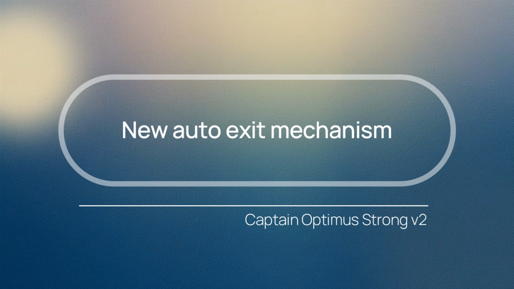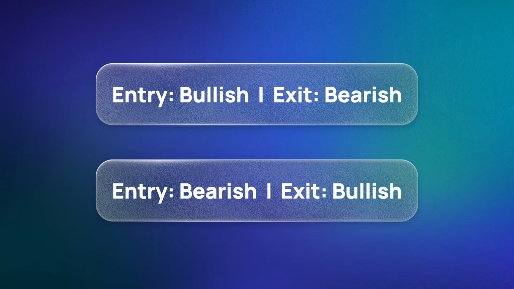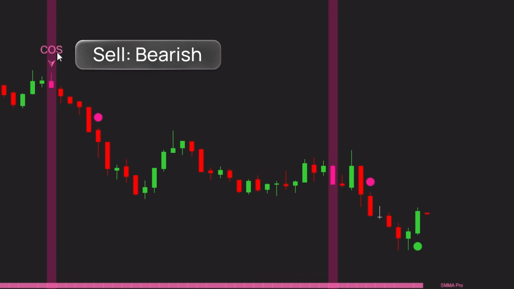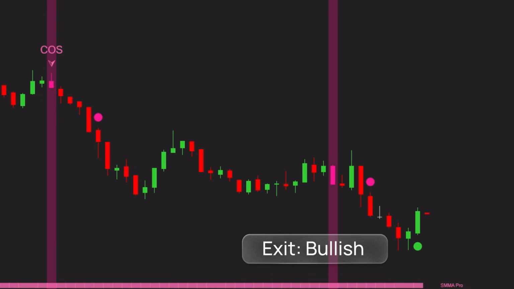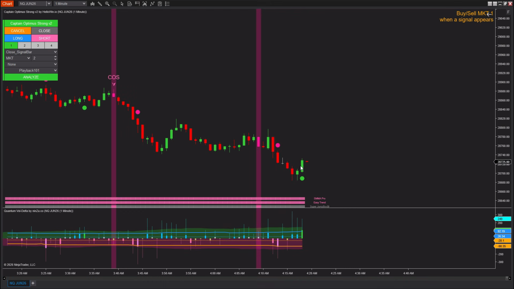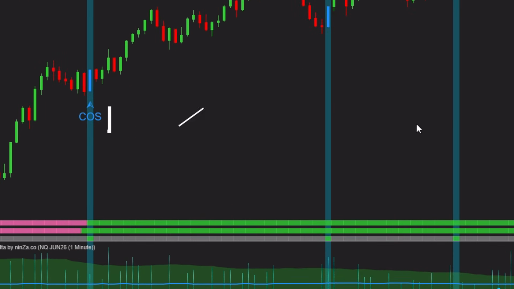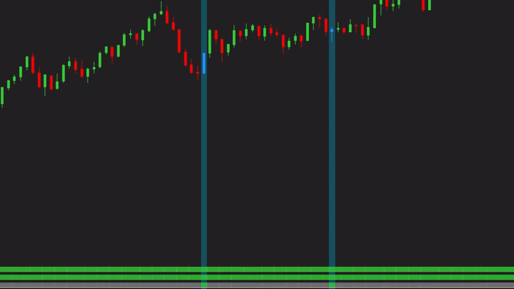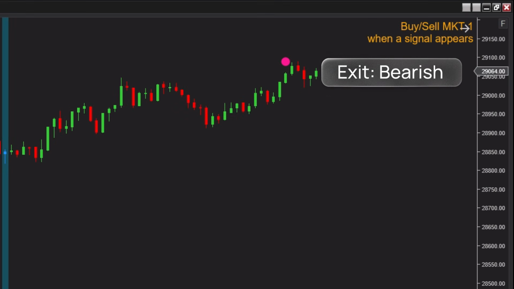The next major update is a new trade exit mechanism introduced in Captain Optimus Strong V2. One important note to better understand how indicator-based exit works: the system automatically interprets the relationship between entry and exit signals. For example, if your sell entry logic is built around bearish conditions, Captain Optimus Strong V2 will automatically recognize that the corresponding exit condition should be a bullish signal from the configured exit indicator. Likewise, if a buy trade is based on bullish conditions, the system will monitor for a bearish signal to determine when the position should be closed.